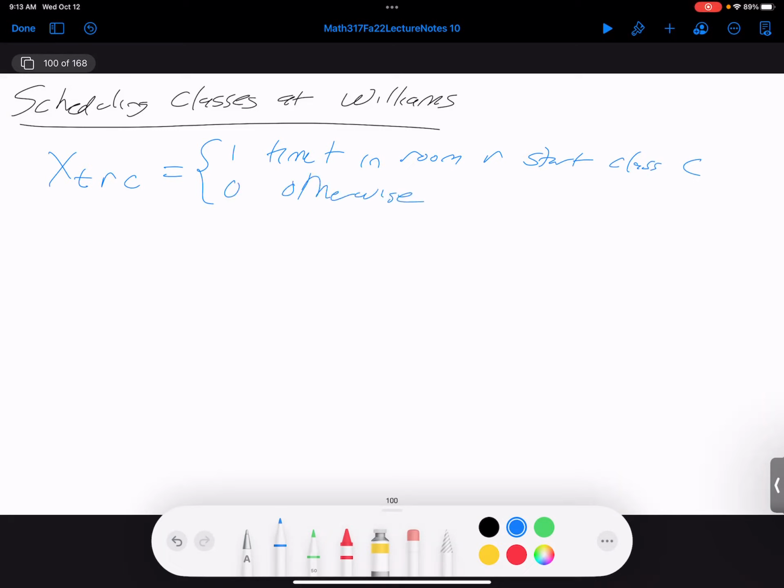What does this look a lot like? This looks a lot like the movie problem. This is a classic scheduling problem. So what kind of constraints do we want? So one is that classes have to run.